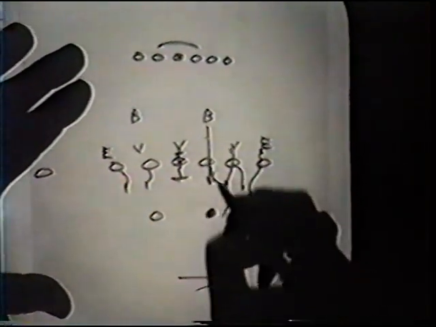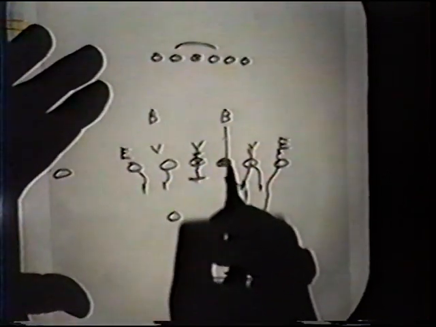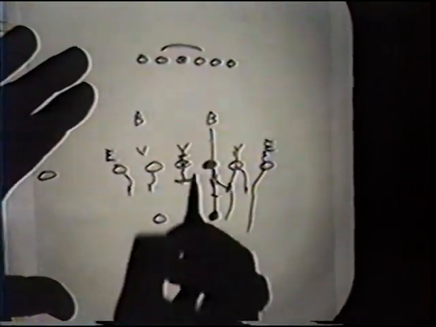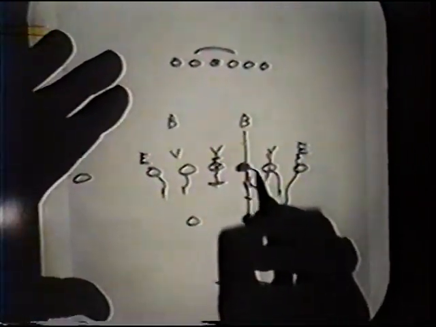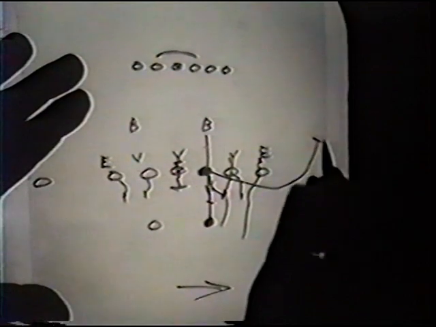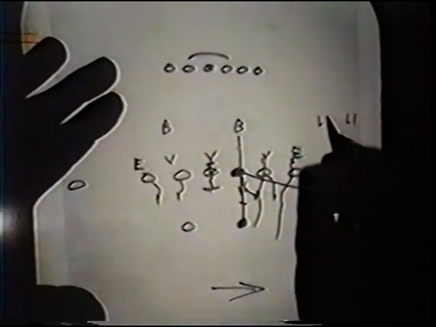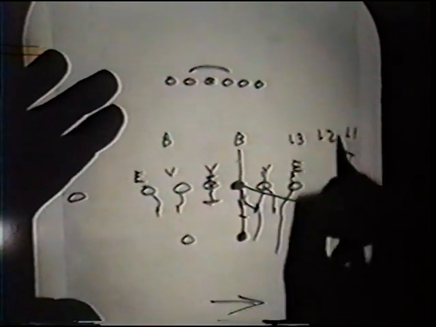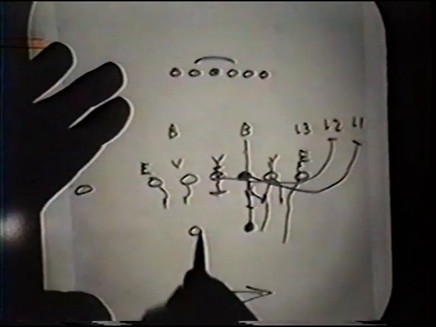So if we've got a blitz coming here, then we want to step up and block him. The play side guard's going to call a count. He's going to call go after two full counts, and he's going to take off and block the outside lane. We call that lane one. All right, we have lane two here, lane three back inside. The center is going to drop it right down the line of scrimmage, and we're going to two.